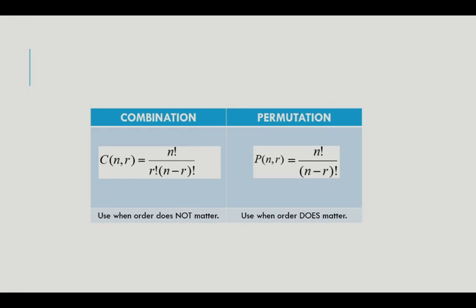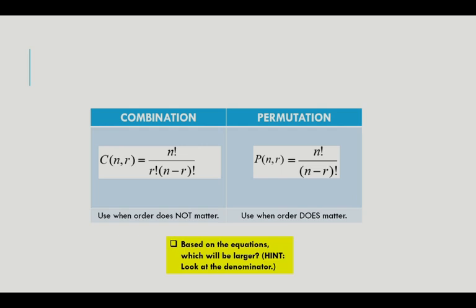Now let's go back and do some comparisons. So we've got our combinations and our permutations. Remember, combinations, order does not matter. Permutations, order does matter. And we see a slightly different equation. But look at that, guys. It only differs in the denominator, right? It only differs in the denominator. On the left, we see an extra r factorial.